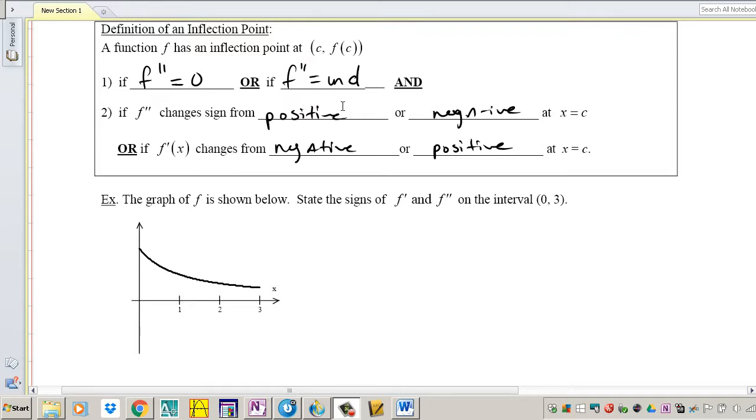Hey guys, welcome to 3.4 Concavity and the Second Derivative, Part 2. In this lesson, we're going to go ahead and complete the examples.